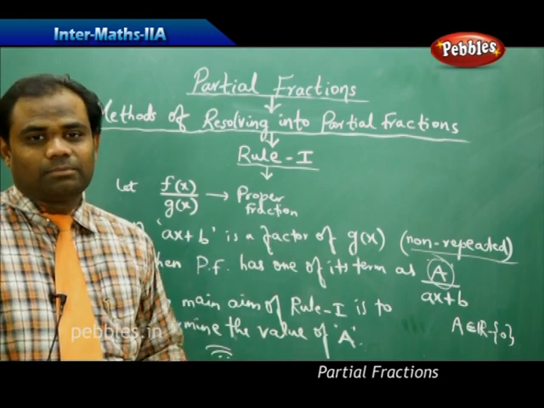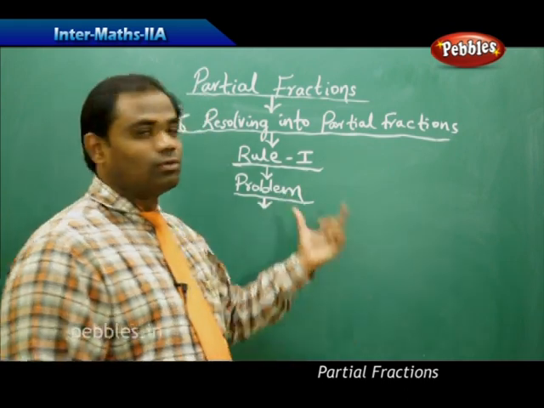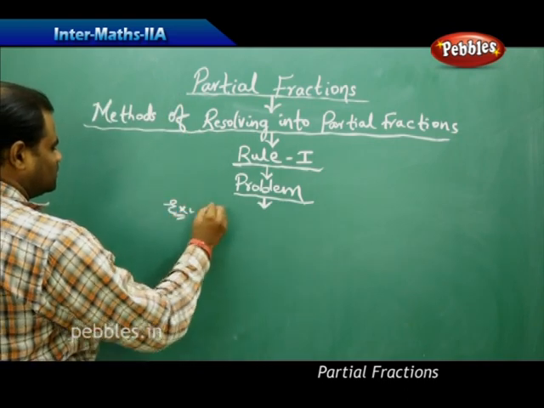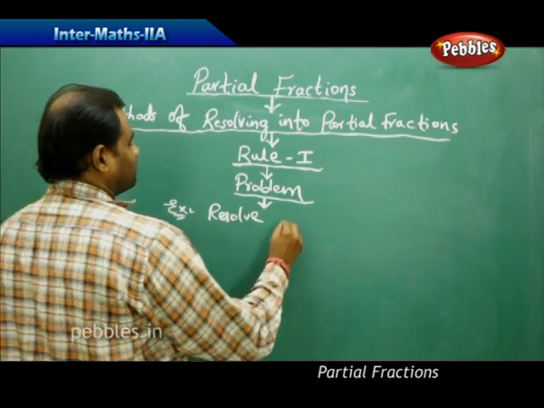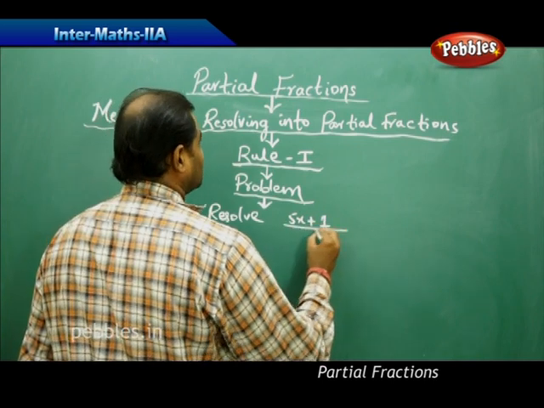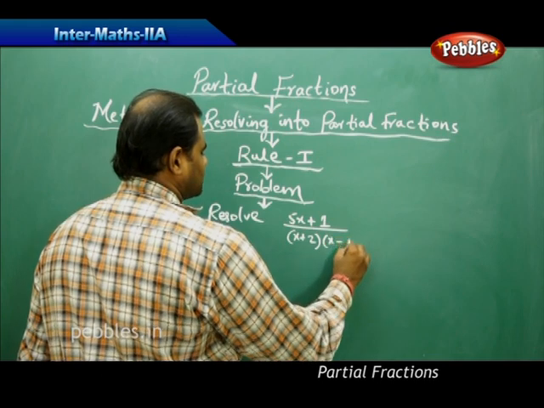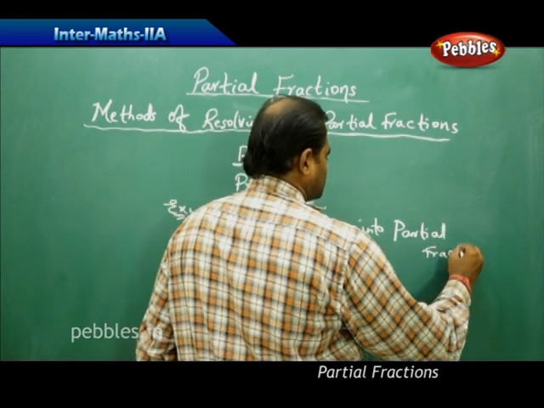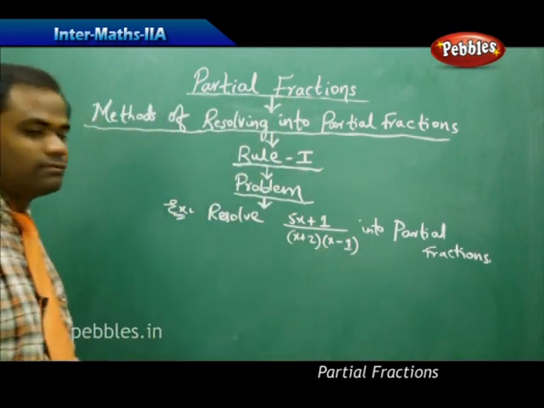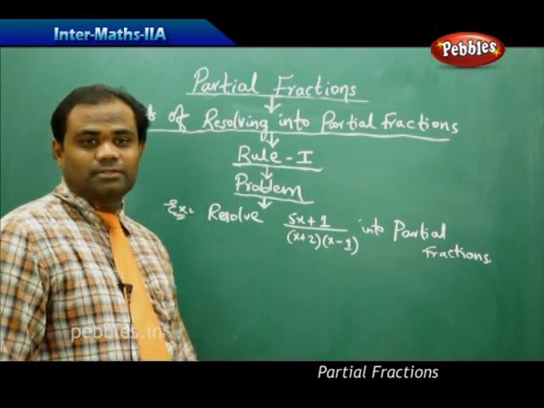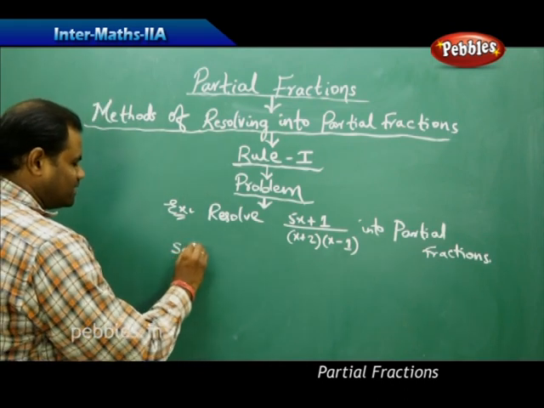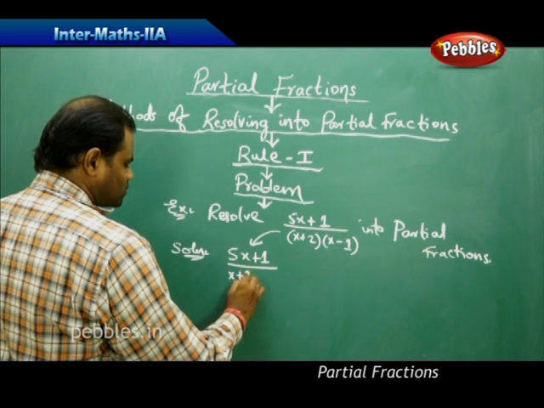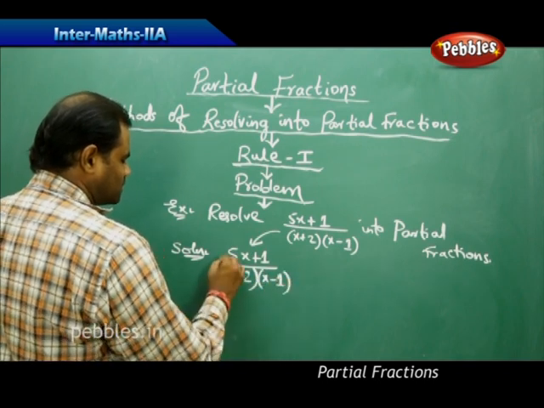So to continue with an example problem, let's take an example for rule 1 which we have discussed in the session. My problem is to resolve the proper fraction 5x plus 1 by x plus 2 times x minus 1 into partial fractions, that is splitting as the sum or the difference of two or more fractions. Now as I clearly see, my given proper fraction is 5x plus 1 by x plus 2 times x minus 1.